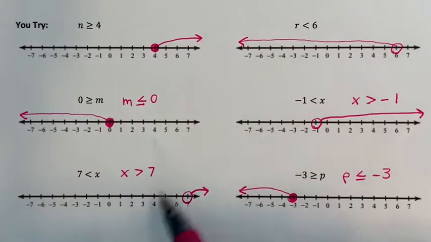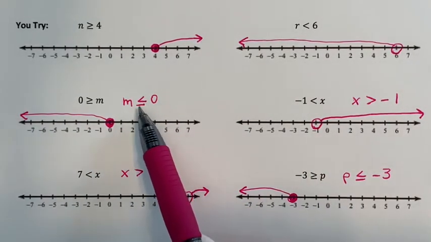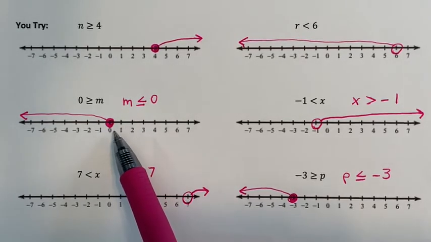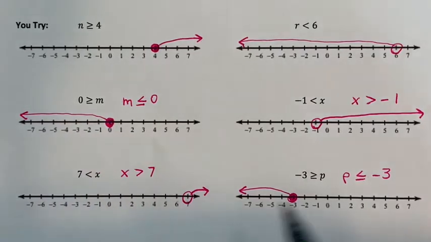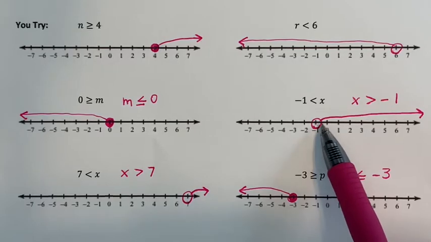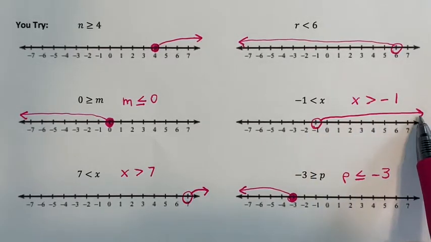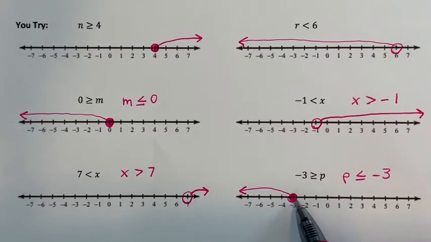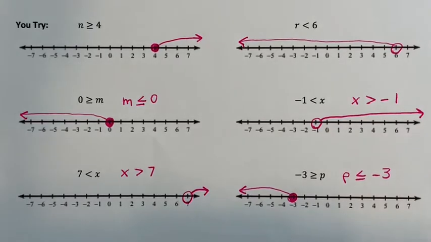I, for the last 4 you tries, chose to rewrite them so that the variable is on the left. So for the third you try, you should have a closed circle at 0, shaded to the left. Fourth you try, you should have an open circle at -1, shaded to the right. Fifth you try, you should have an open circle at 7, shaded to the right. And for the last you try, you should have a closed circle at -3, shaded to the left.